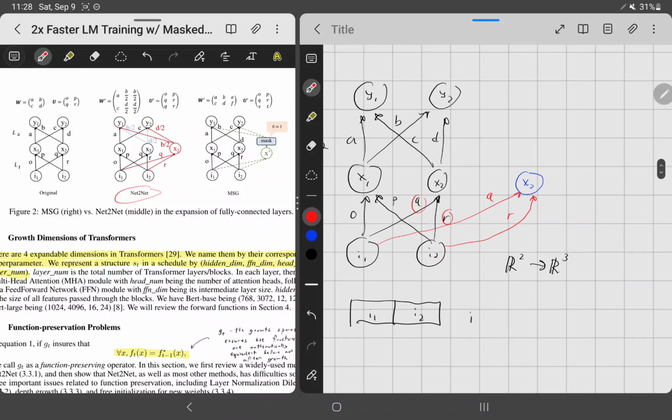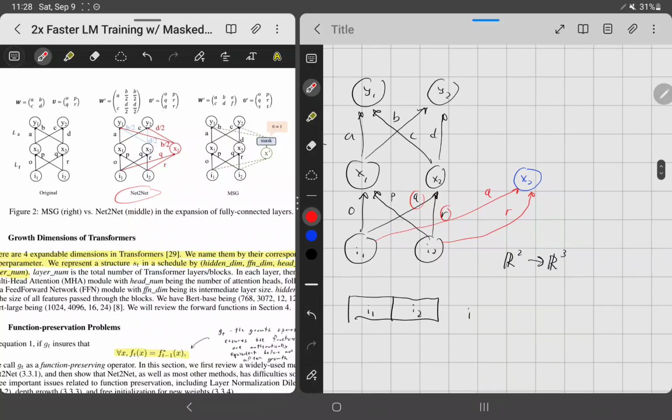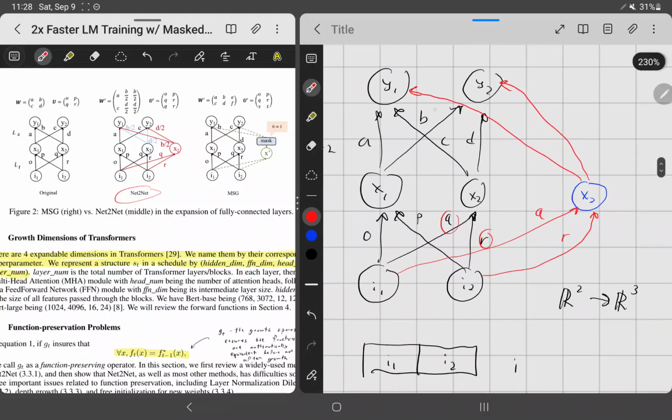Now to easily map this back to a function y, which gives us the exact same output as before we added this neuron, we can just map it back here, and you need to map this one to y1, and then just halve the weights. So b would be b over 2, d would be d over 2, and then you copy the weights here, and this would be d over 2, and this would be b over 2. And this way this is sending half the information, and this is sending half the information.